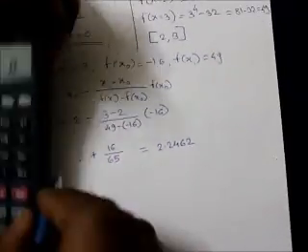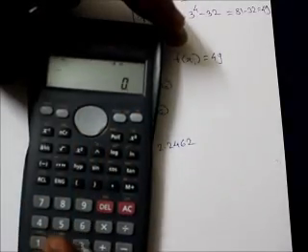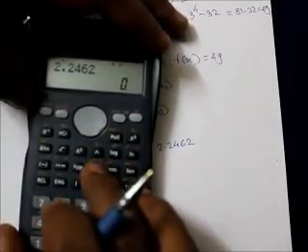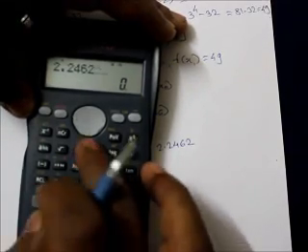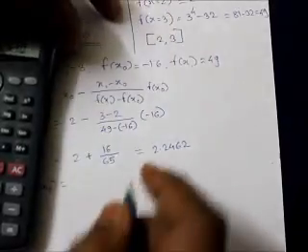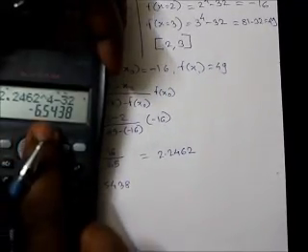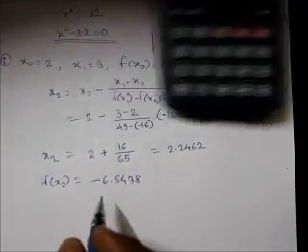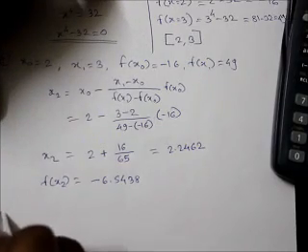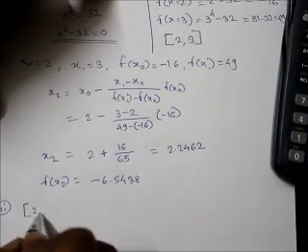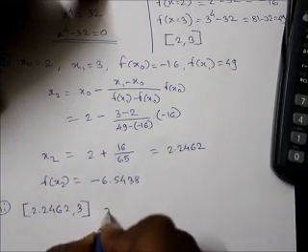Now we're going to find out the value of f(x) for this. So this is x2, and what we want to find out is f(x2). So 2.2462 raised to 4 minus 32. f(x2) is minus 6.5438, which we can see is less than 0, which means that the interval that we want to choose next will be 2.2462 to 3.